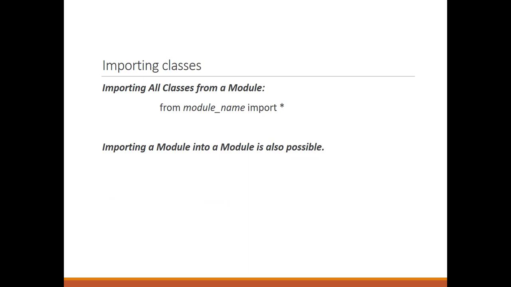And then you can import all the classes by saying the module name, the name of the file that you have saved, import asterisk. That imports all the available classes inside of the module. We have seen import before, but again, we can apply it to the classes that are saved as a module. So basically the module name is the name of the file that you gave them.